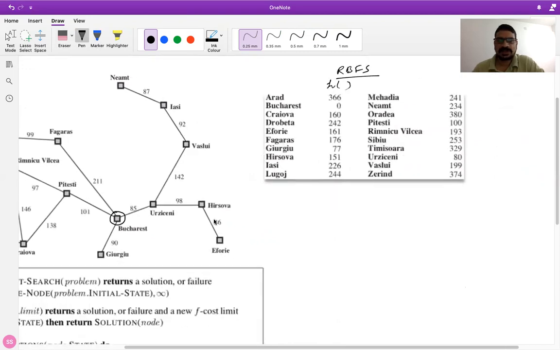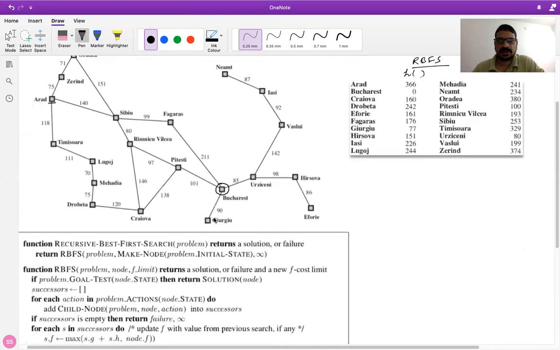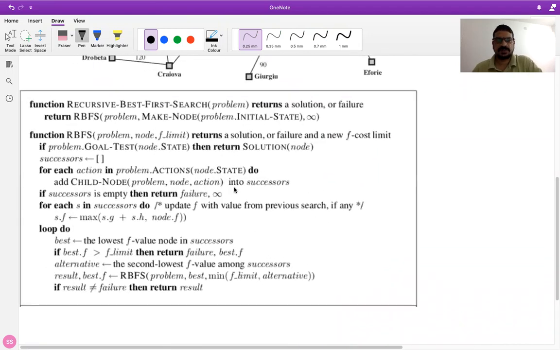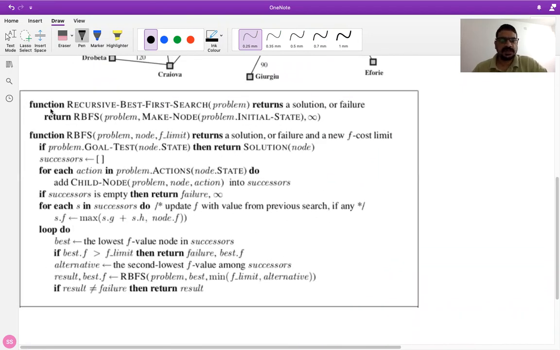Okay. Now let's see the algorithm and try to solve that particular problem. Now, this is my algorithm. If you can see here, recursive best first search. What we provide in the algorithm is the problem, and what we are returning is the solution or failure. So if the goal state is there in the state space diagram, definitely you will find the solution. Otherwise, this particular algorithm will give you failure.